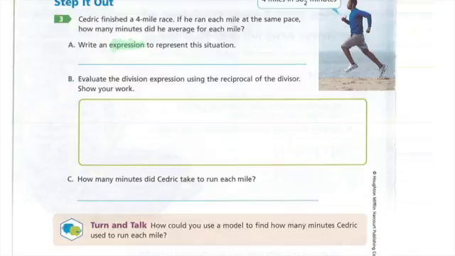So we want minutes for each mile. That's important. Minutes for each mile. So how many minutes did he run? Well, he ran 38.5 minutes divided by his 4 miles. Because they gave us the whole time, but we just want to know how much it was for 1 mile. So we're going to divide the time up against the miles.